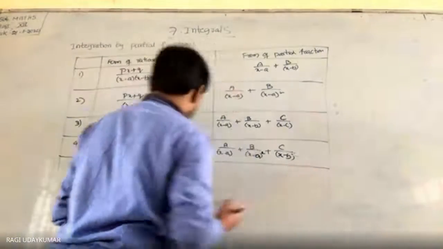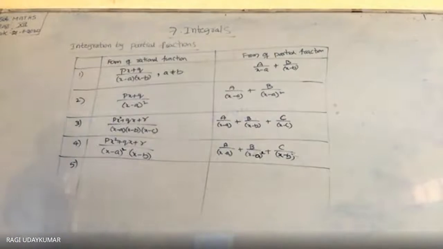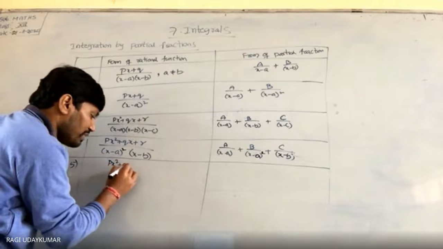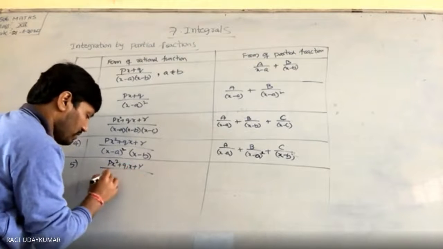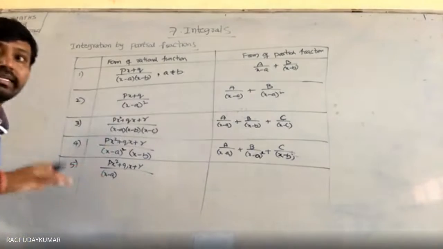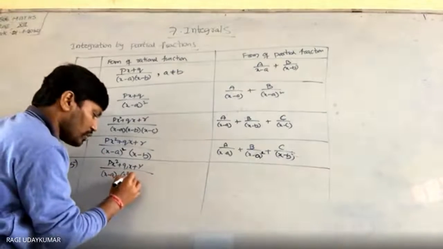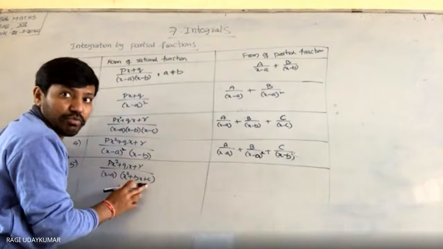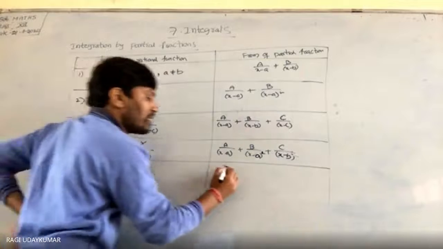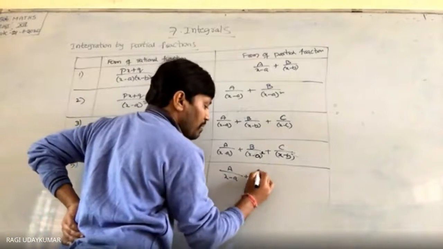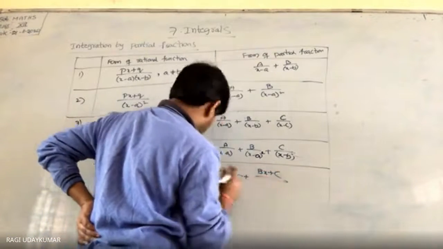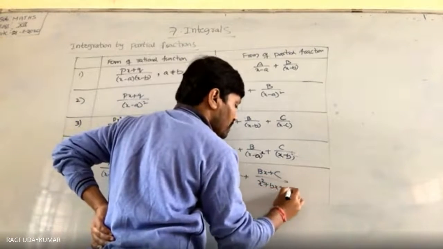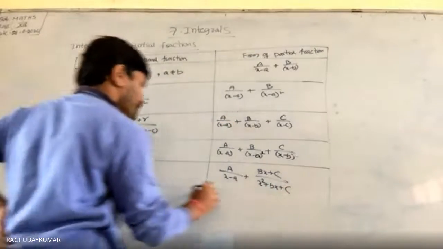And the last form of the partial fraction is where the denominator has a quadratic polynomial which cannot be split into other factors. (x minus a) into one more (x square plus bx plus c), which cannot be factorized. If this cannot be factorized, then in that situation, a by x minus a plus (bx plus c) by this as it is, (x square plus bx plus c). So these are the five different forms.